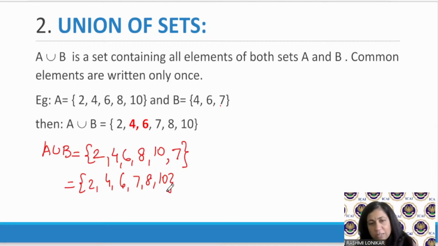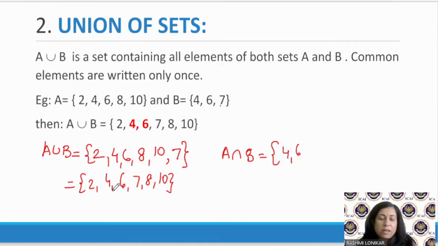So intersection is what? Here I will also show you. A intersection B is, I'm going to write down only the common elements. In this case it is 4, 6. And here I'm writing the union means all the elements of both the sets.